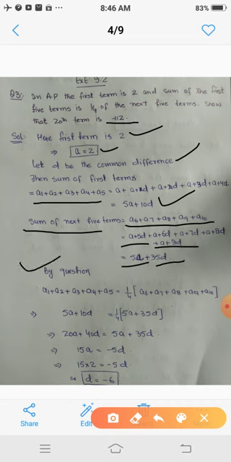Now by the given condition, the sum of the first 5 terms equals 1/4 the sum of the next 5 terms, which implies 5A plus 10D equals 1 upon 4 times (5A plus 35D). Hence, by cross multiplication, 20A plus 40D equals 5A plus 35D, or 15A equals minus 5D by simplifying. But A equals 2, so substituting A equals 2 in this equation, we get D equals minus 6.